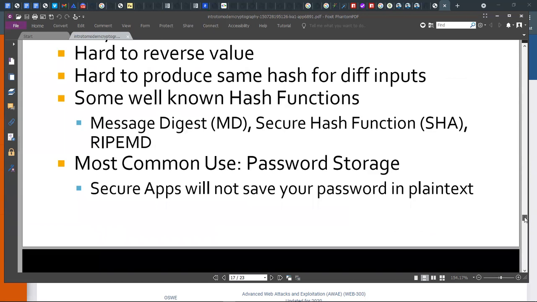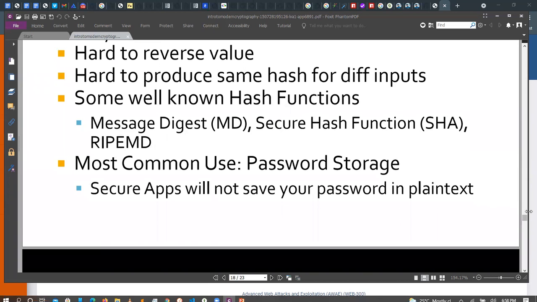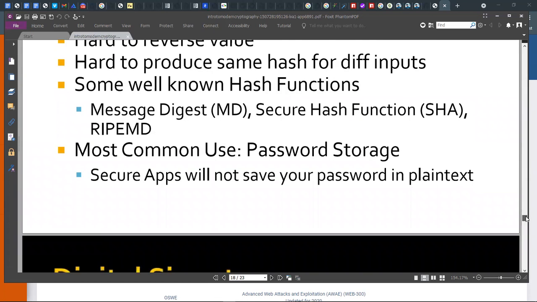So the common use of this hash function is in passwords, and we also saw it in blockchain. Secure apps will not save your password in plain text. People who do save plain text are people who have malicious intent.